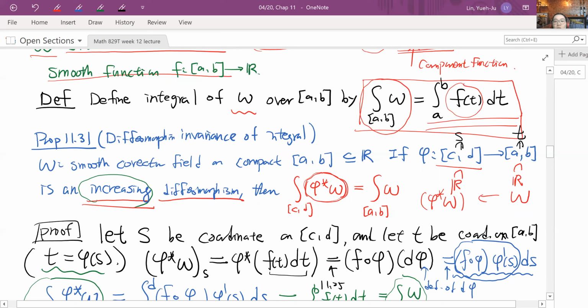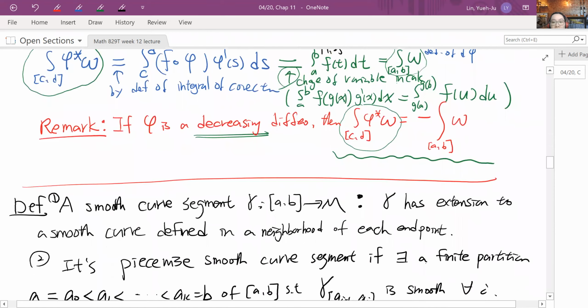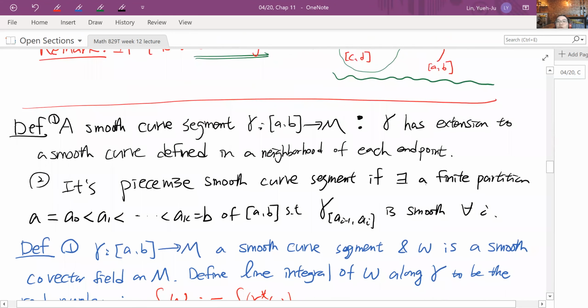So now we know how to compute or define the integral of a smooth covector field on R, or on a compact interval in R. Then we're going to see how to generalize this concept to manifolds. But on a manifold, if we want to do such a line integral along an interval, the more intuitive situation would be to define the integral over a curve, right? Because it does not make sense to talk about an interval on a manifold. It makes sense to talk about a curve on the manifold.